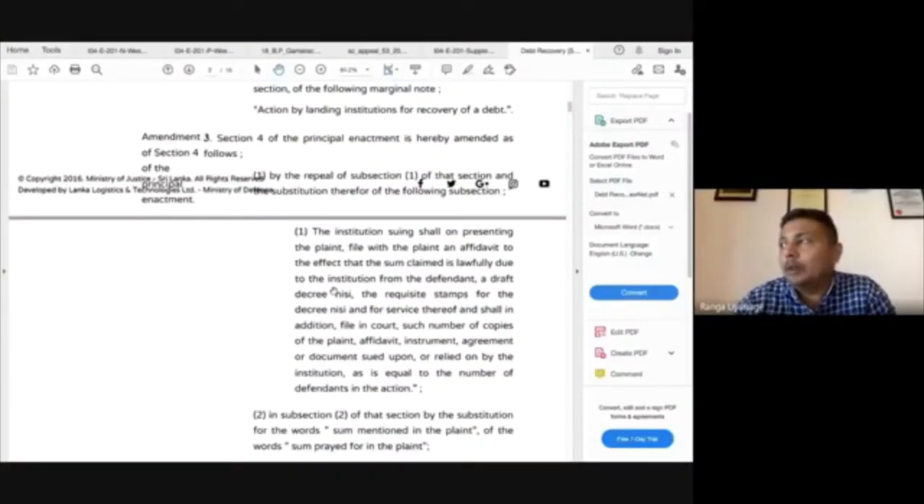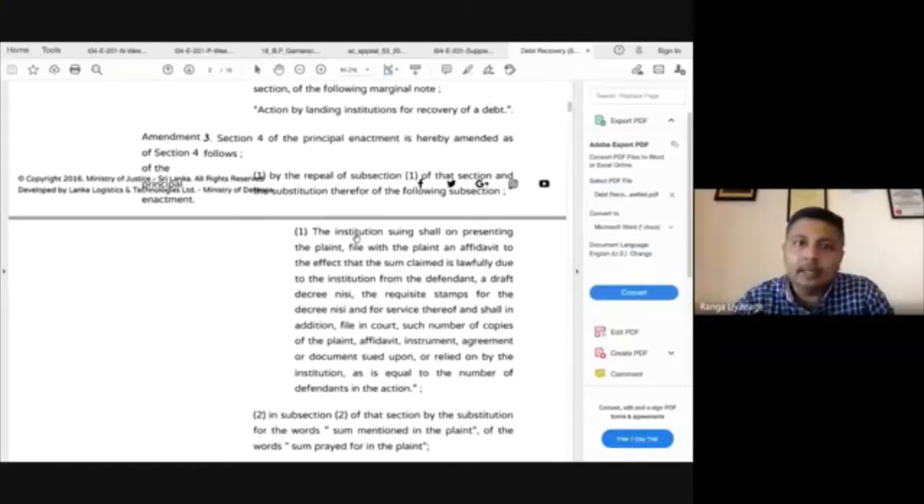This is absolutely important. I told you in a regular action, you will file a plaint. Right? You will file a plaint and summons will be issued. See what extra things you need if the bank is filing action under the Recovery Act number 2 of 1990. The institution or the bank suing shall, on presenting the plaint, so similar to the regular procedure, here also there is a plaint, right?